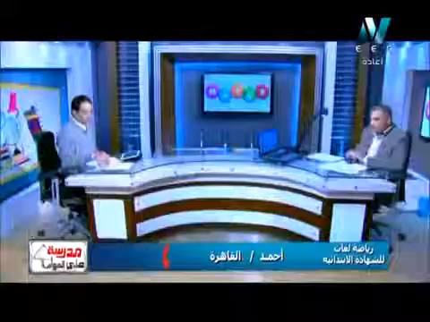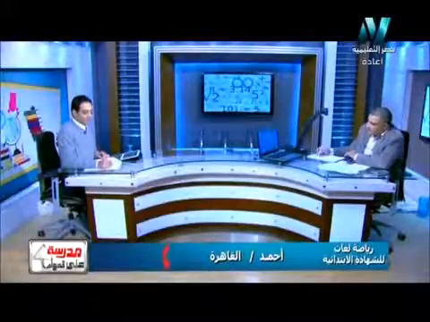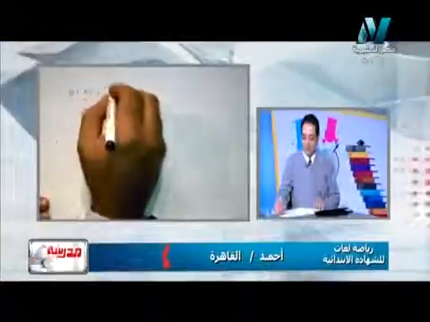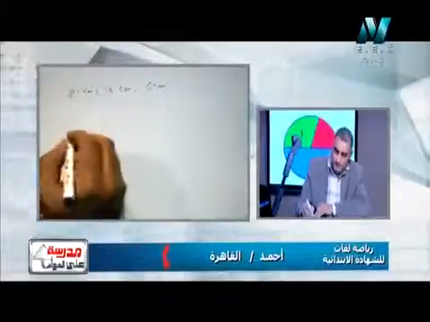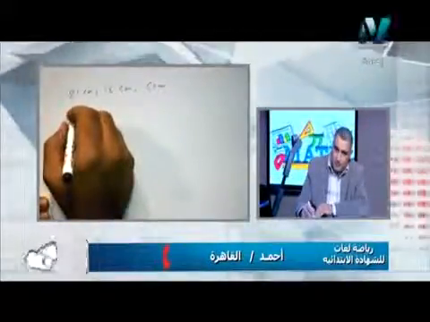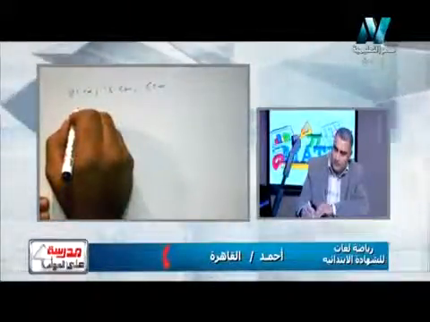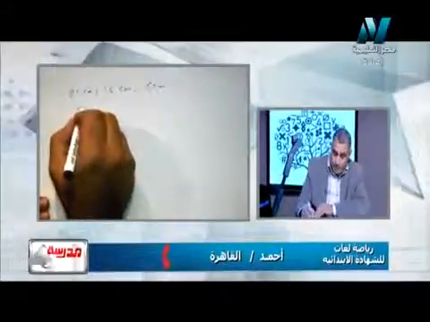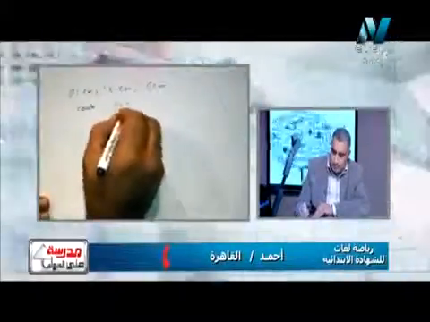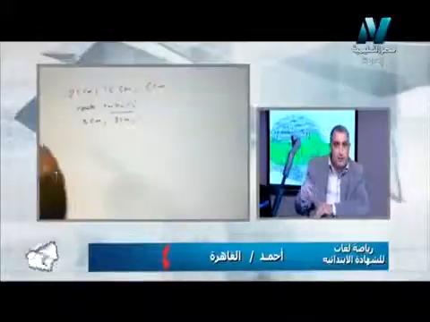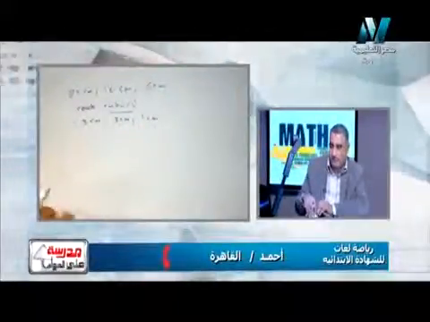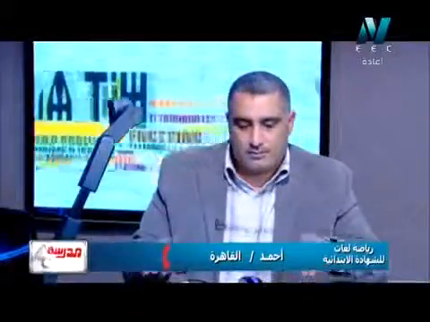A suitcase in the shape of a cuboid. Its internal dimensions are 21 centimeters, 18 centimeters, and 6 centimeters. It is wanted to fill it with pieces of chocolate. Each of them is a cuboid of dimensions 3 centimeters, 3 centimeters, and 1 centimeter. Calculate the number of pieces of chocolate which fill the case completely.